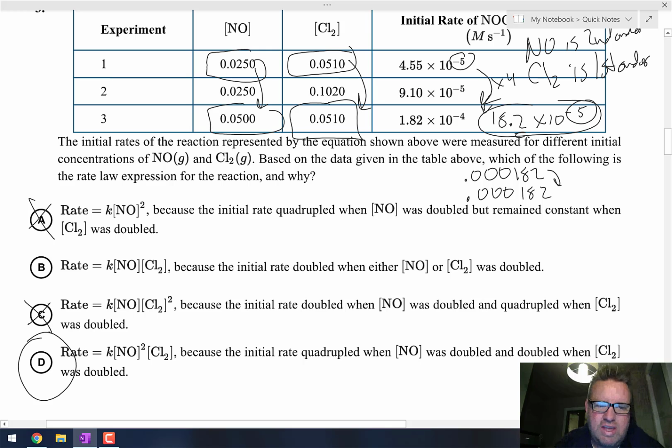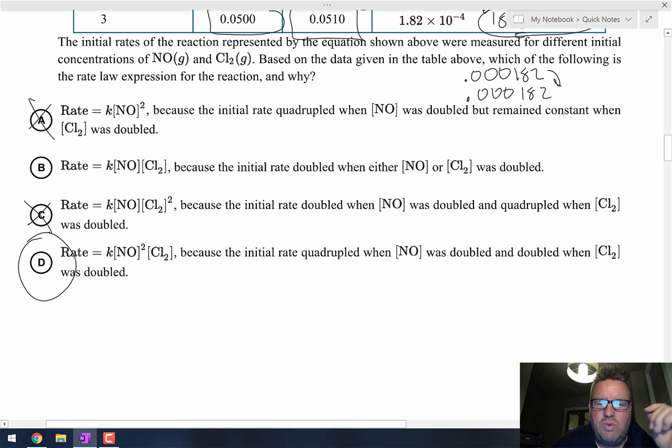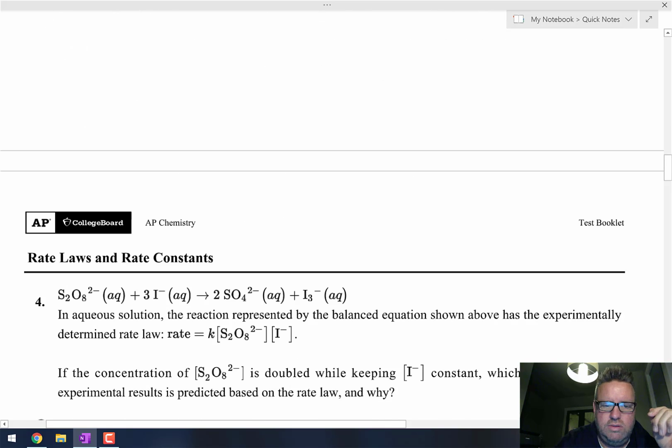Again, let's just look at the explanation. It says because the initial rate quadrupled when NO was doubled, and doubled when Cl2 was also doubled. Okay, and that is exactly what happened. When NO was doubled, the rate quadrupled, and when Cl2 was doubled, the rate also doubled. That's a lot of words there.